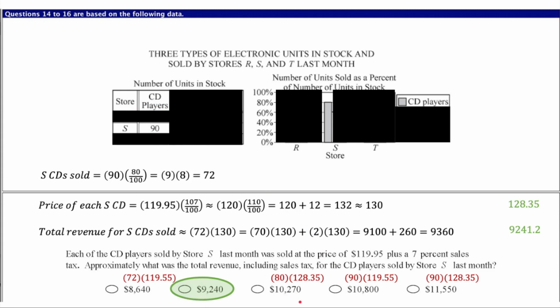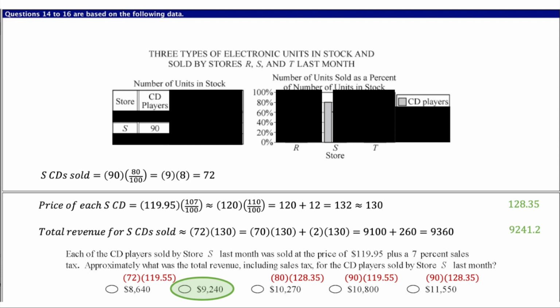And then A is kind of an interesting one. This one, we found 72, so we found the 80% of those 90 units in stock, and then we forgot to add that sales tax. So here we interpreted our data beautifully, did kind of the hard part, but we just forgot to add the sales tax, even though they mention it twice in the question. So this is also a mistake that you can make. We want to make sure that we're paying attention both to the data and to the question itself, because it's really easy to miss information there.